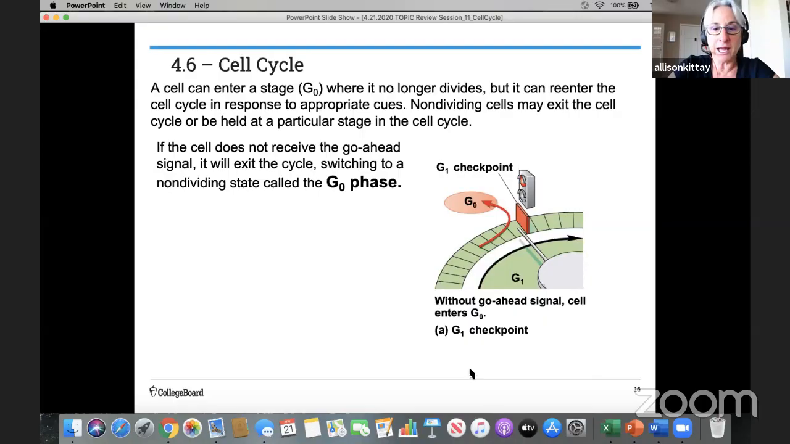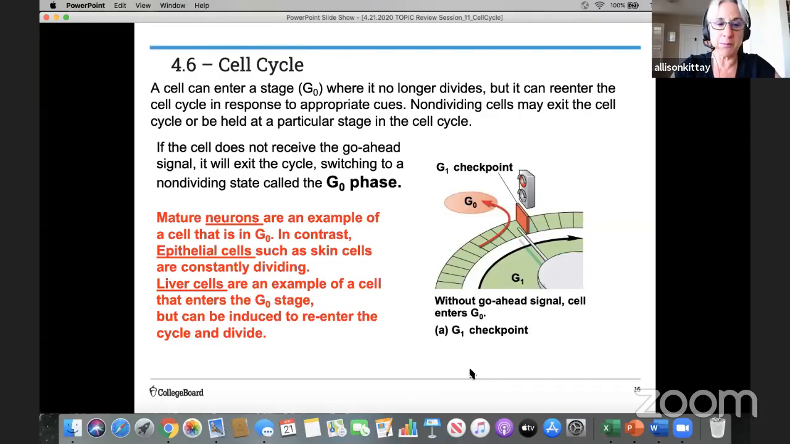So what we're looking at, and I'm going to go into detail in the next slide about checkpoints, but you can think of them as stop and go signals. So what you see here is a G1 checkpoint that has a red light. And what that means is it's not getting the appropriate cell signal to pass through to the next portion of the cell cycle, into the synthesis phase in this case. And so it will actually exit the cycle and go into this non-dividing state called G0.